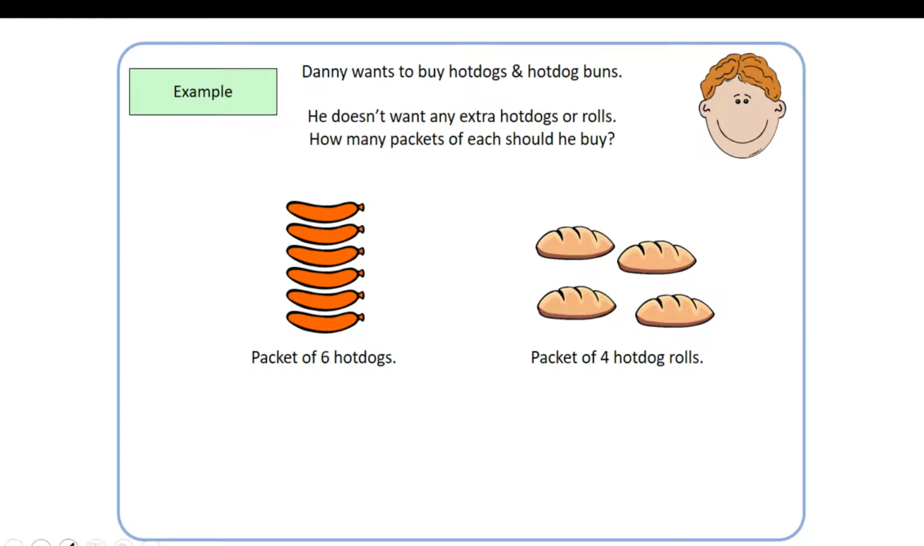Now you have a worded question. This is an example of an LCM question. It is still LCM, but it's worded. The question says, Danny wants to buy hot dogs and hot dog buns. He doesn't want any extra hot dogs or rolls. How many packets should he buy?